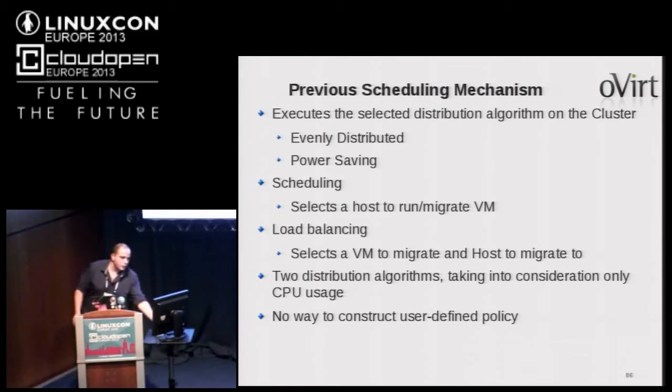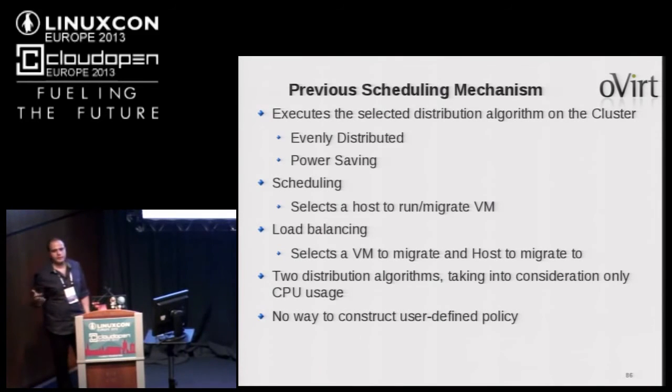We also had a load balancing mechanism that periodically ran the load balancer, and we asked it, do we have a VM that needs to be migrated to another host in order to be more compliant with the policy? For example, if we are in the evenly distributed policy and one host is running a lot of VMs, then perhaps we will try to migrate VMs from this host to other hosts. So we only had two distribution algorithms, taking into consideration basically only CPU usage, and we didn't give you any way to construct your own policy.